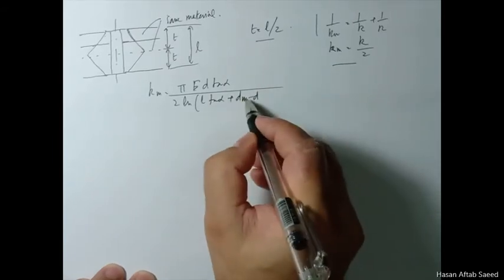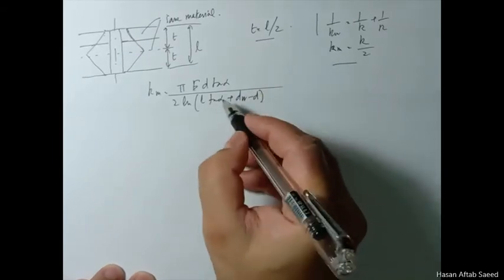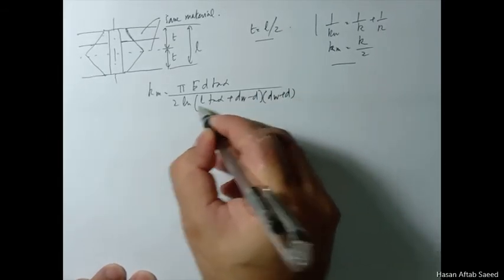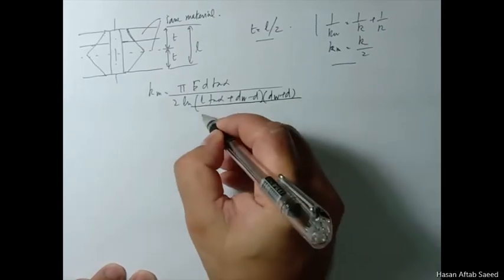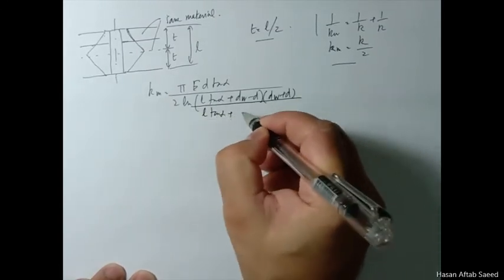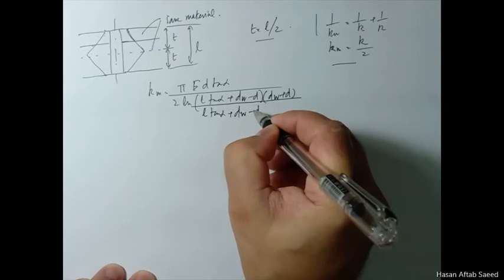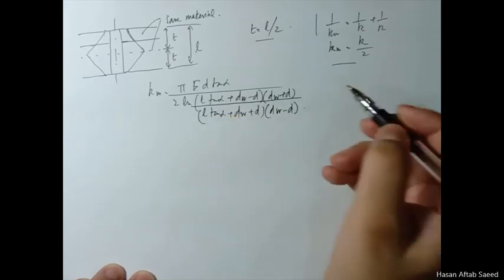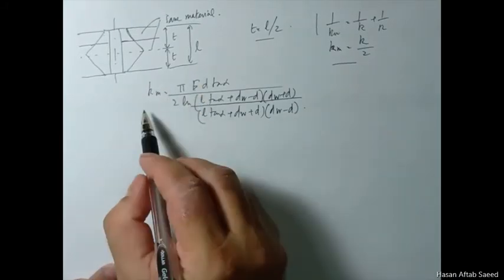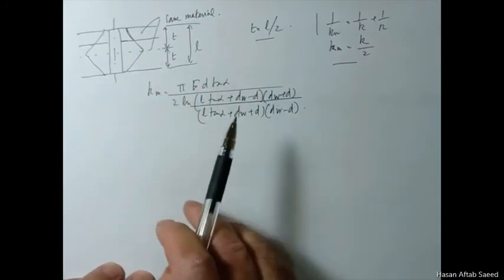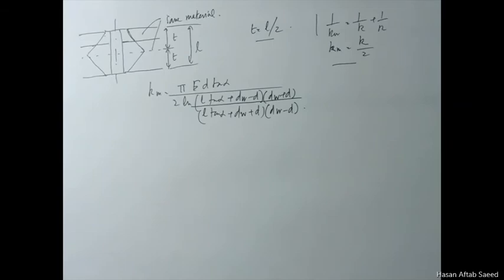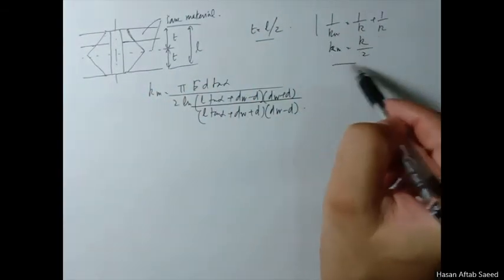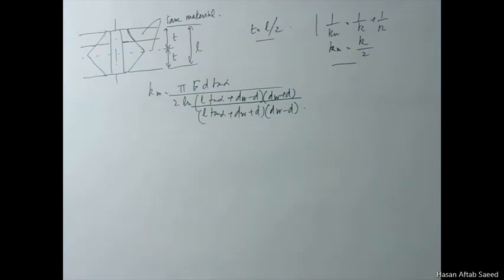Let me explain what W is. This will give you the stiffness of the member straight away. You don't need to do this for 1 and 2 and then combine them, because we have already done it here. Notice this 2 here.